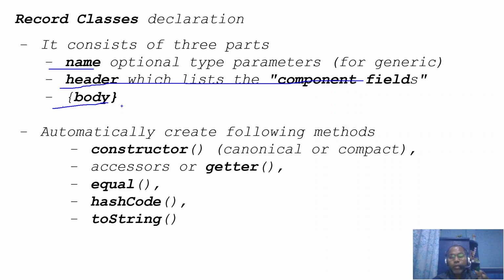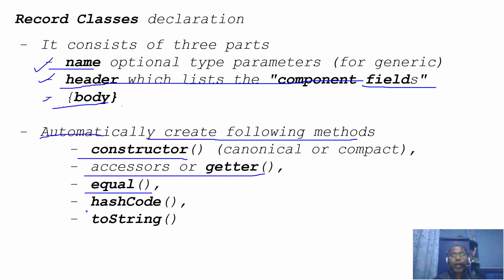So the minimum things you have to write in record classes: you have to mention the name, your header part, and your body. Header part means just the list of fields which you want as a part of a record. And one thing to note, this record class by default automatically creates the following methods for us: constructor, getter methods, equals method, hashCode method, toString method.